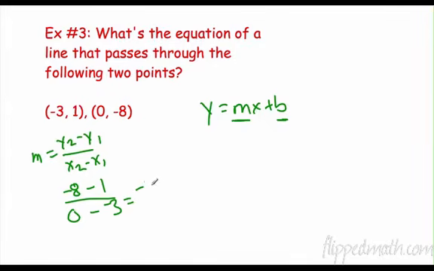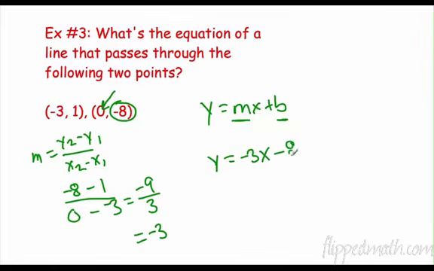-8 minus 1 is -9. 0 minus -3 is a +3. -9 divided by 3 is -3. So now I have my m. I'm going to plug it in. Y equals -3x. Okay. All right, so let's take a look. Our b value, remember, is whenever the x equals 0, it's our y value. So here it is, -8. So y equals -3x minus 8. Very good.